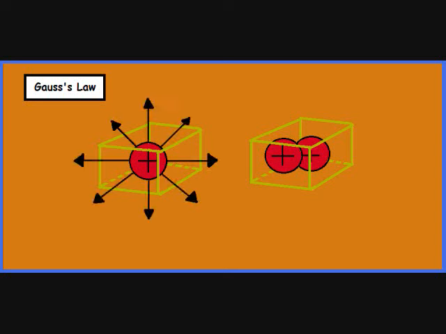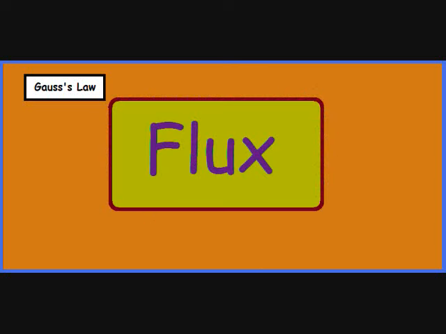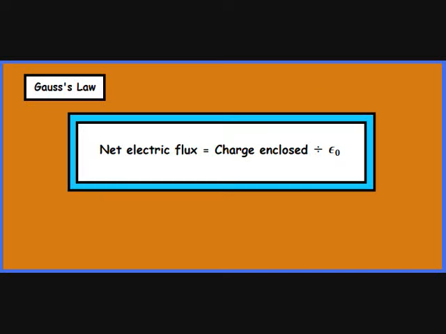Clearly, the second cube has a greater amount of electric field going through it than the first. We call this flow of electric field flux. So then, let's rephrase Gauss's law. Gauss's law tells us that the net electric flux through a given closed surface equals the charge enclosed by that surface divided by some number that, for now, we'll just call epsilon naught. We can talk a little bit more about this number in a later video.